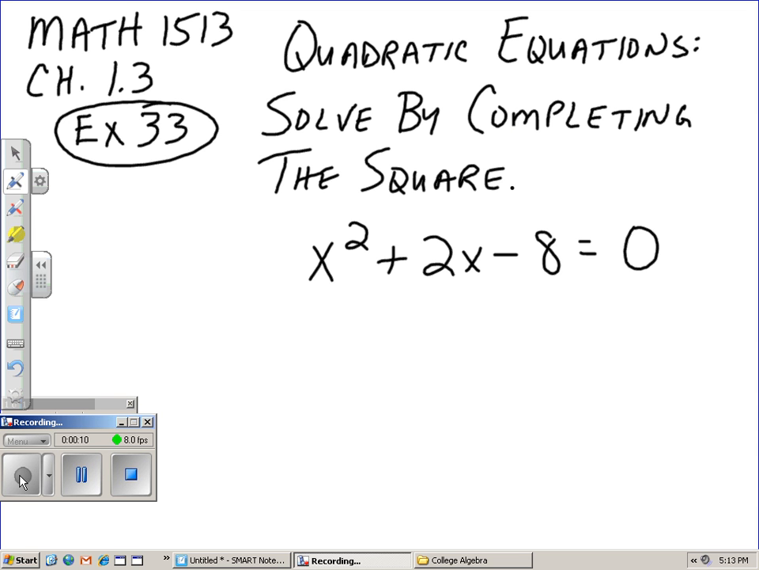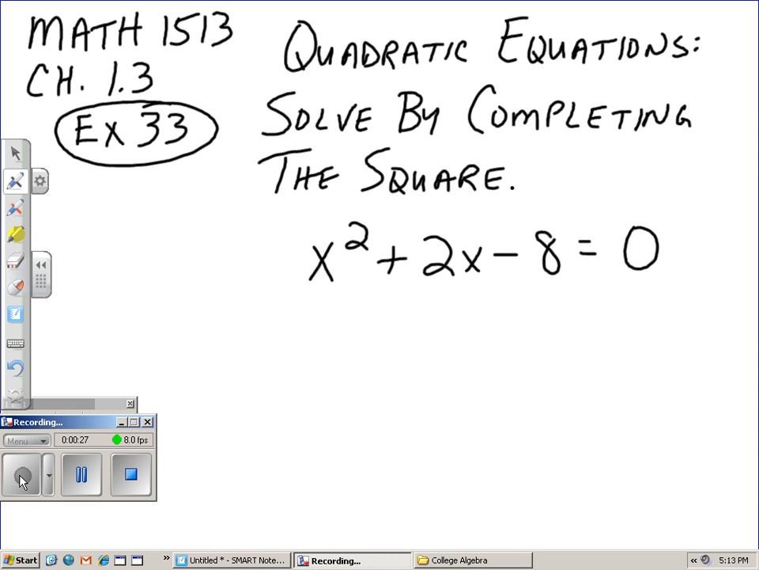We're doing quadratic equations. We've already learned how to solve by factoring and using the zero product principle. We've learned to solve by using the square root procedure, taking the square root of both sides. And now we're learning a third method of solving quadratic equations, and that's by completing the square.